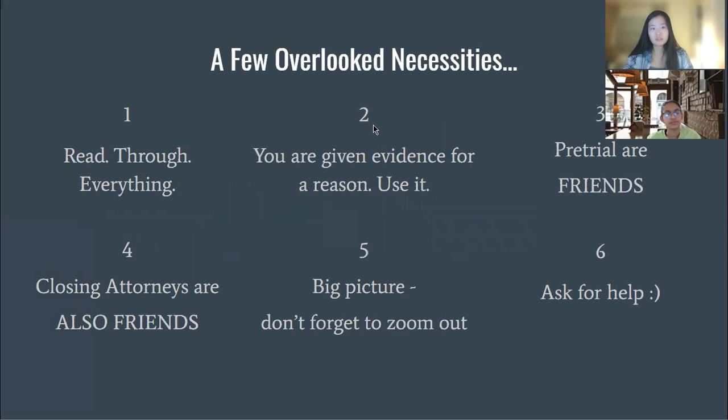So the first one is to read through everything. And this means fact situations, main witnesses, every witness on both sides, because in order to give a full story, in order to give a story that you want, you need to know all the information. You need to know all the facts that are given to you, and you need to know what facts you want and what facts you don't want.